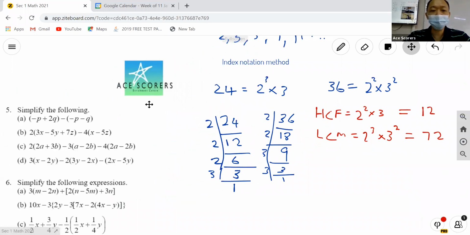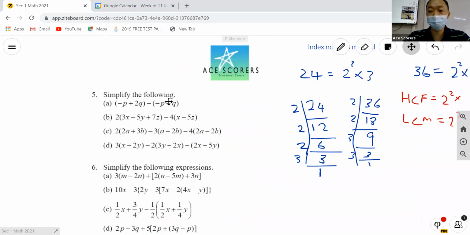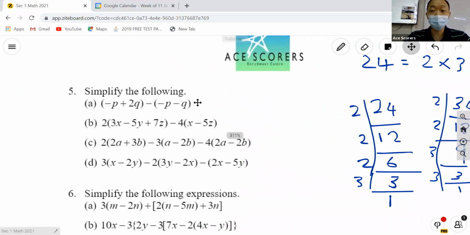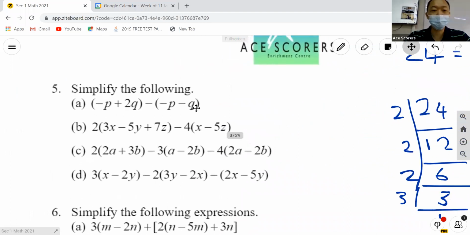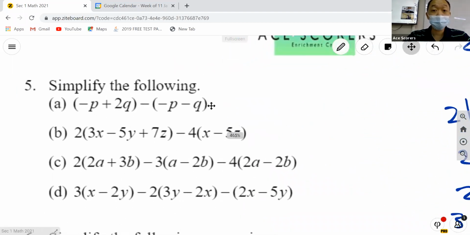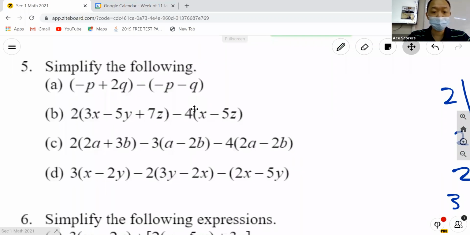So what we're going to do is continue where we stopped, which is algebra. Algebra is going to be a super long journey for you. This year alone, algebra is going to be all the way until at least June.